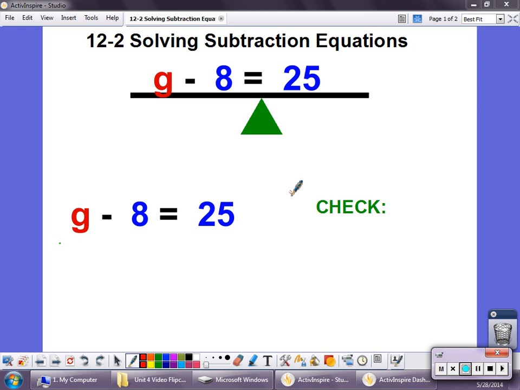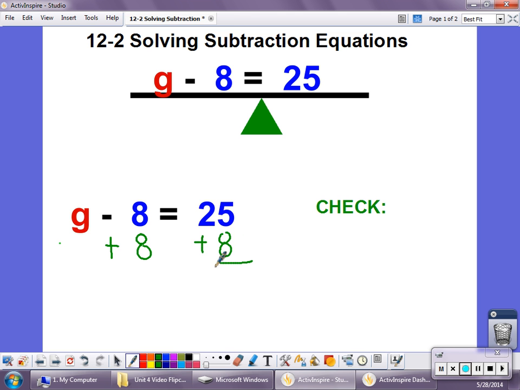You're going to use the same process to solve a subtraction equation that you did for addition equations. You'd only use a different inverse operation. So this problem says g minus 8. Well, the opposite of subtracting 8 is going to be adding 8. So the way you're going to solve this is to get this variable by itself, we have to add 8 to both sides.